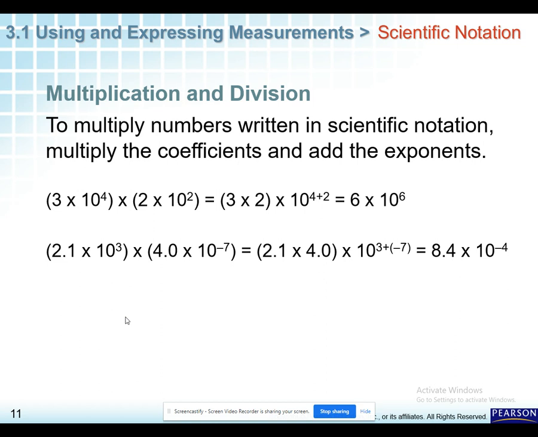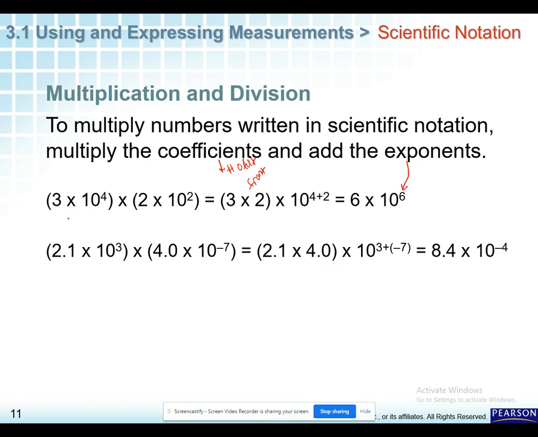So when we go on to multiplication and division, to multiply numbers written in scientific notation, you multiply the coefficients. Remember, the coefficients are the numbers out front or before the multiplication sign. And then you add the exponents. So remember, exponents are these little guys right here.